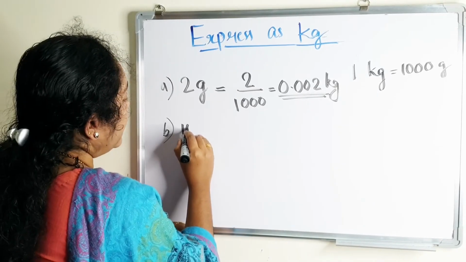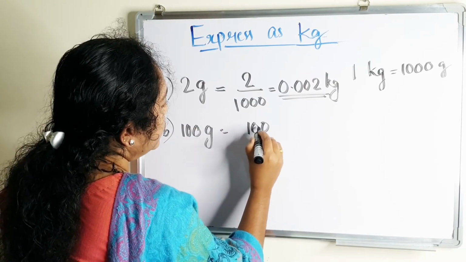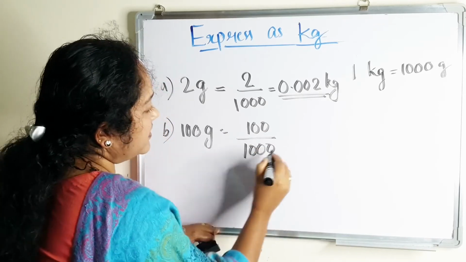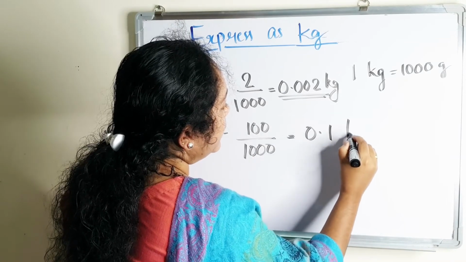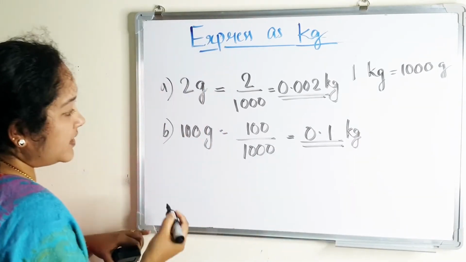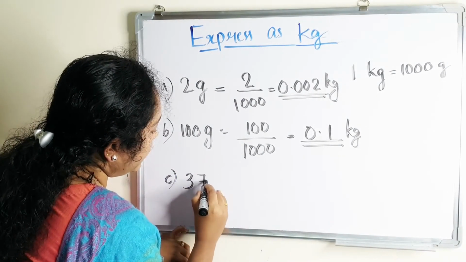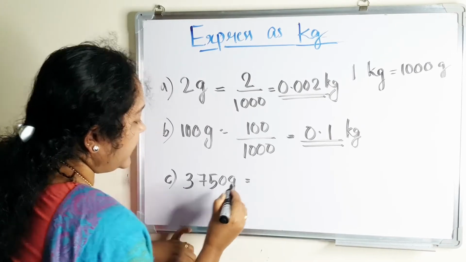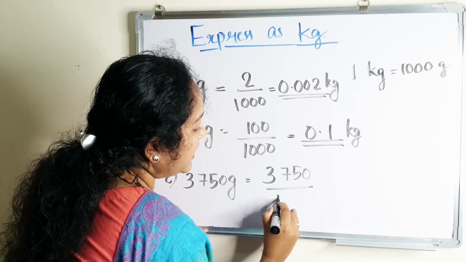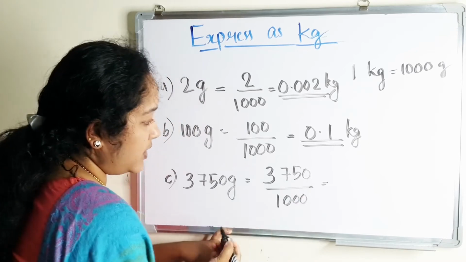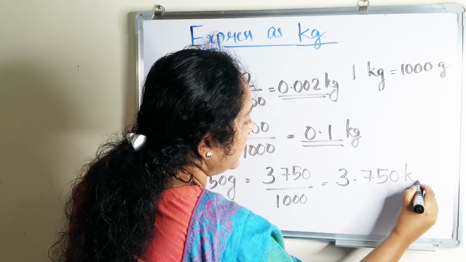Next question is 100 gram. That is equal to 100 divided by 1000, which is equal to 0.1 kilogram. The next question is 3750 gram. That is equal to 3750 by 1000, which is equal to 3.750 kilogram.